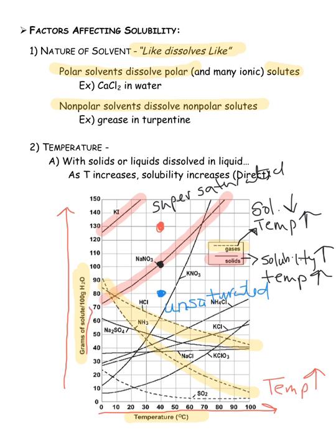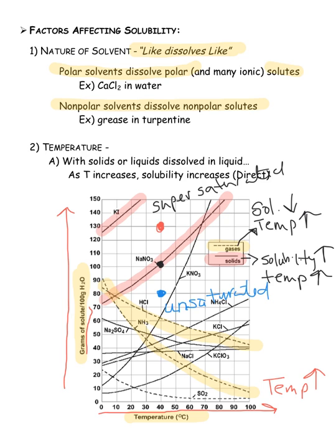First of all, along the x-axis, we see temperatures increasing as we move across, and along the y-axis, we're looking at grams of solute. We said that solids have a direct relationship with temperature. So as I move across the graph with this sodium nitrate, for example, and temperature is increasing, my solubility for the solute is increasing. So I can have way more solute dissolve because solubility is increasing.